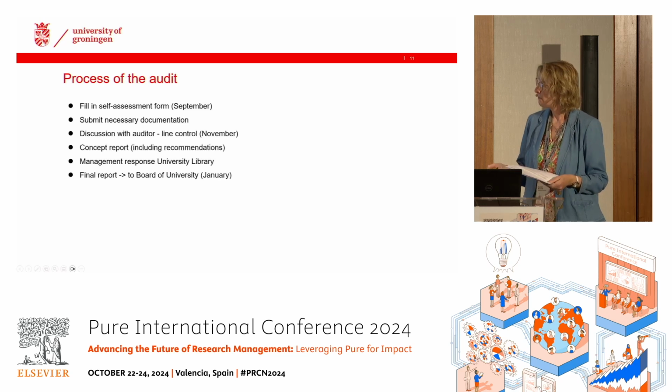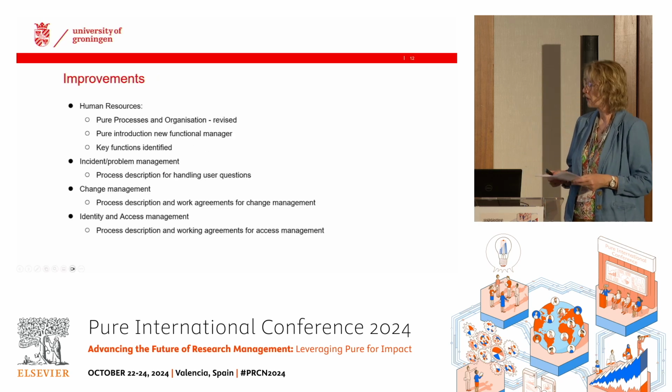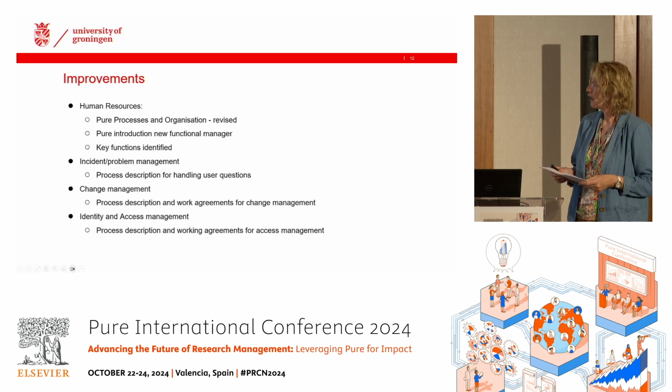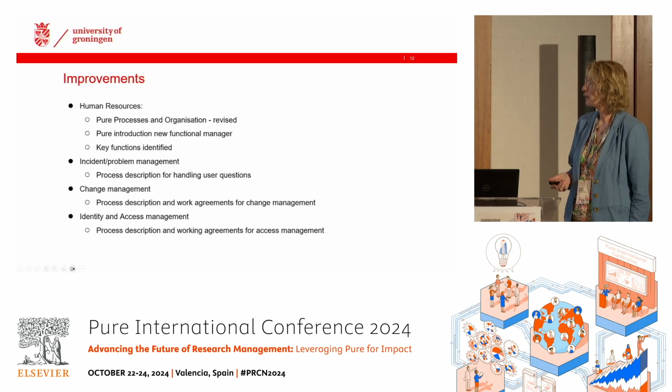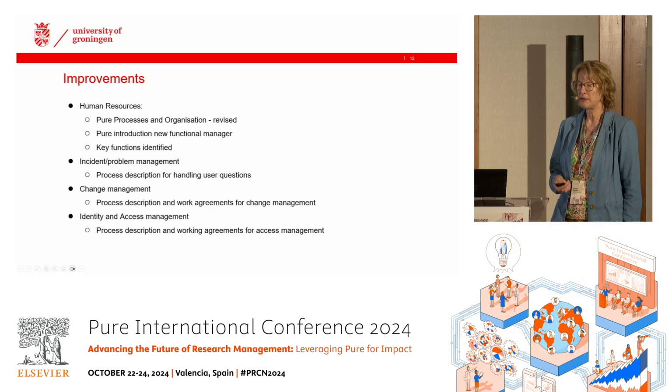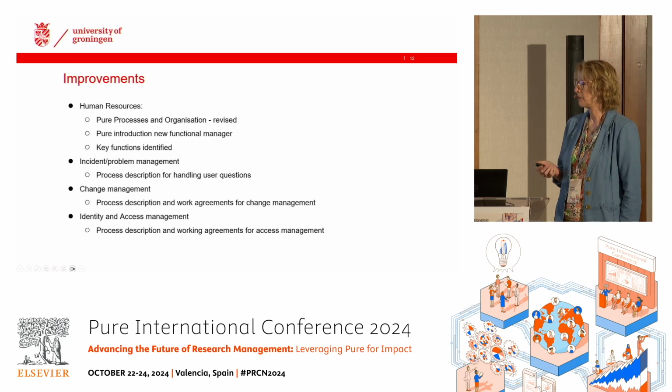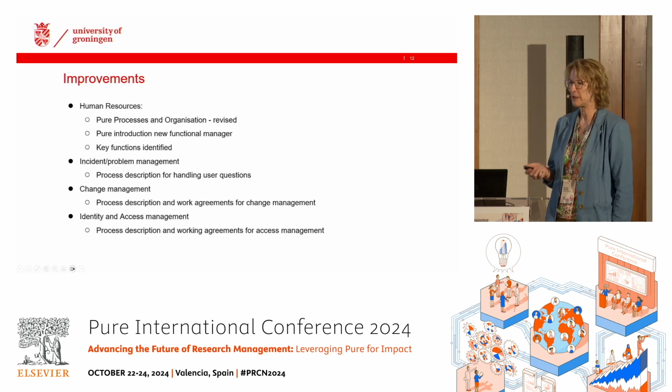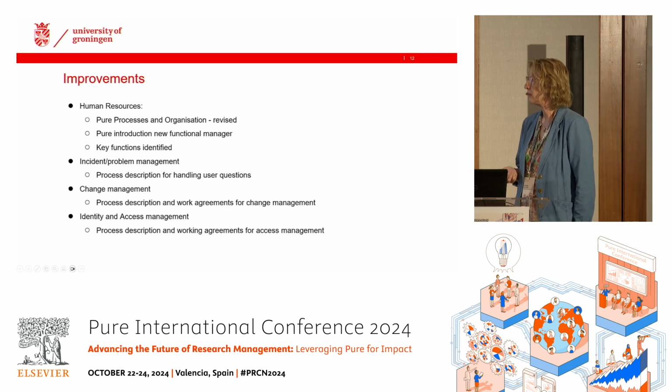And now the most important part is the improvements made. So we have a document. Our main document is Pure Processes and Organization. It's completely revised. We have a new manual for the functional manager, because this is a key function. It's very important that you have described his function very clearly and know what he's doing.